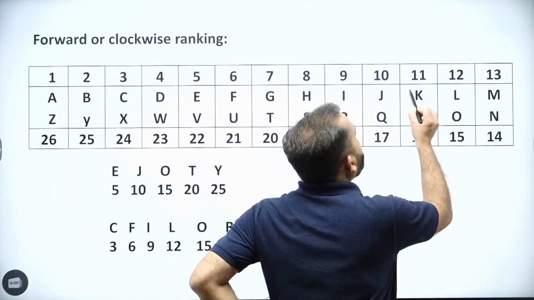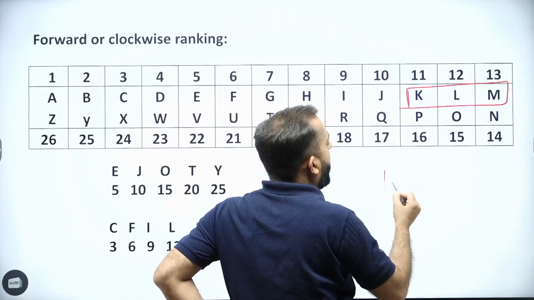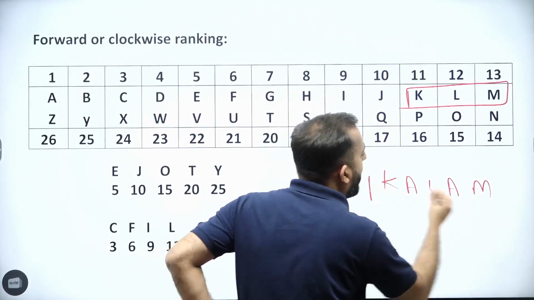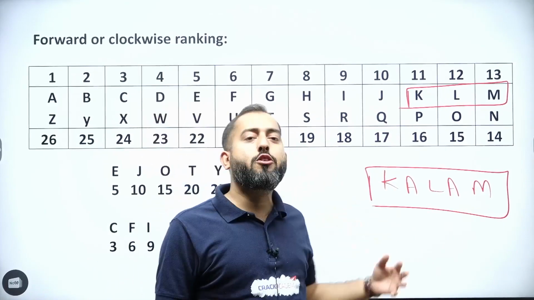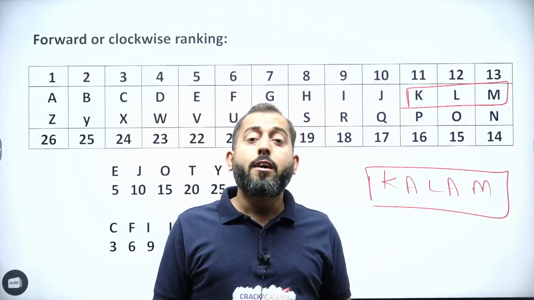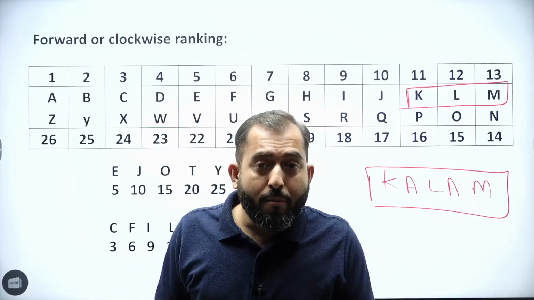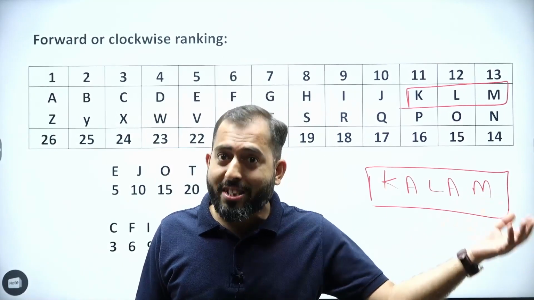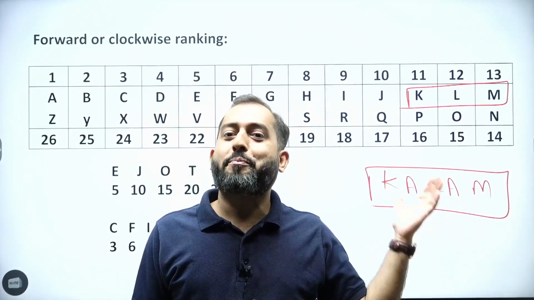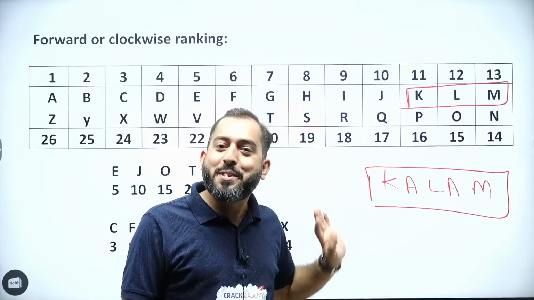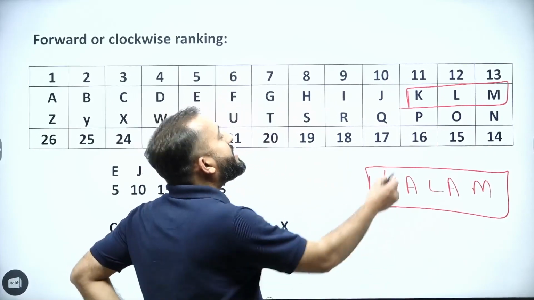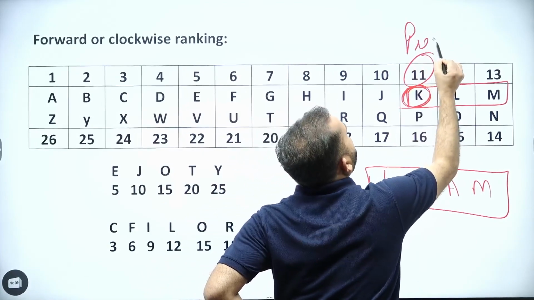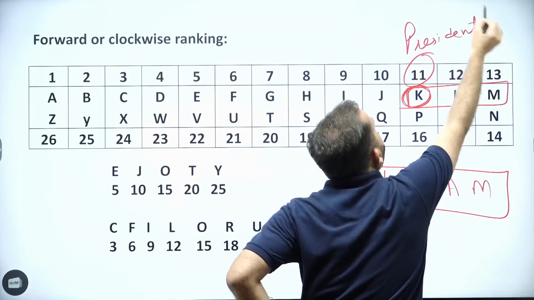Now, the next 3 letters are K, L, M. K say A, L say A, M. Kalam. Put A inside this, you will get Kalam. Dr. APJ Abdul Kalam was a renowned scientist and one of the most lovable persons of this country, one of the most famous scientists in the world also. Mr. Kalam was the 11th President of India.